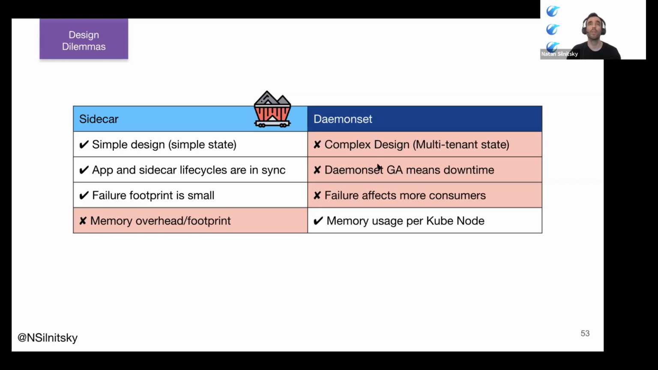But with DaemonSet, if the DaemonSet is down, even for a short while, it means that all the various node applications and functions currently could not access Kafka, basically. And if there's a failure on the sidecar, you only affect one application. But if there's a failure on DaemonSet, you will affect a lot more consumers. And of course, the flip side here is that using a sidecar means a greater memory overhead. So with DaemonSet, it's much easier, with much less strain.